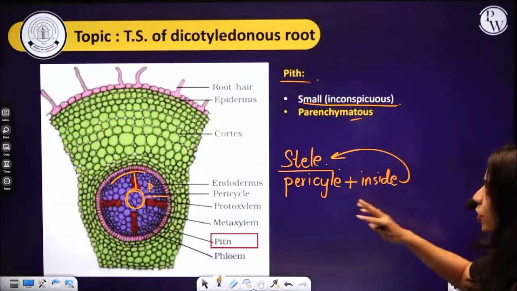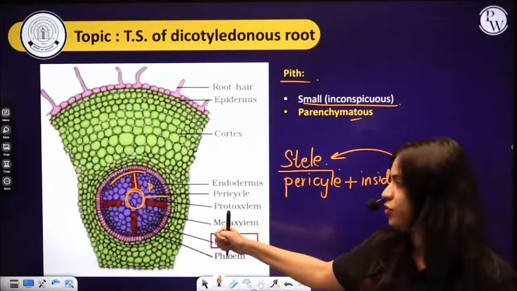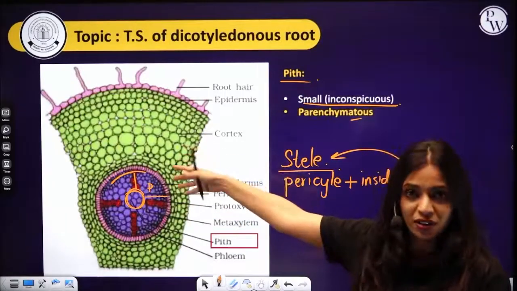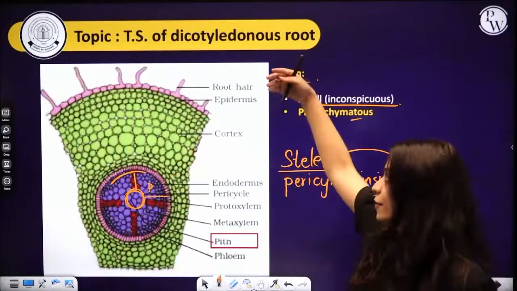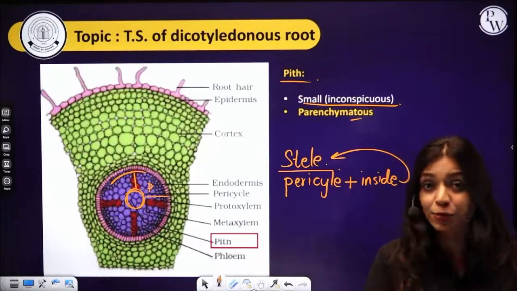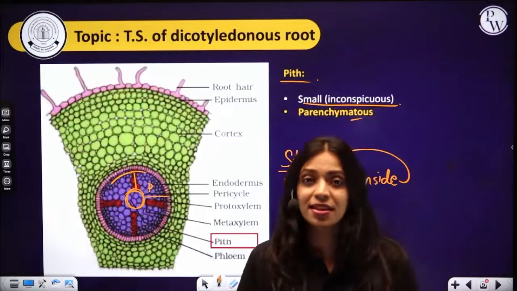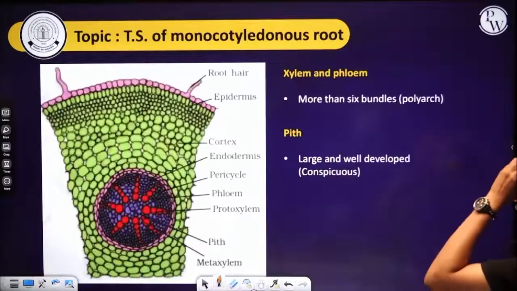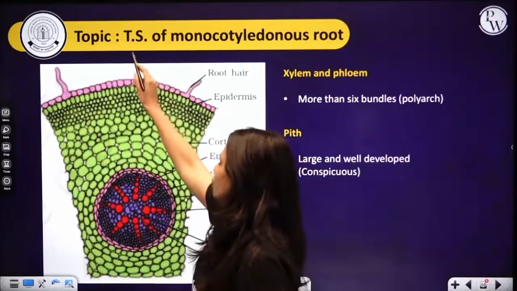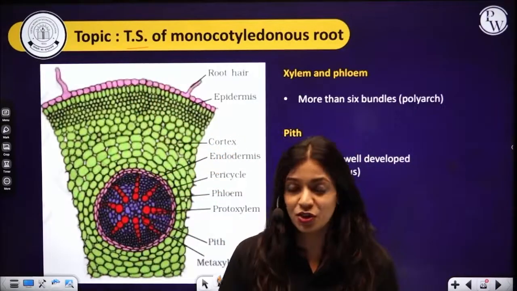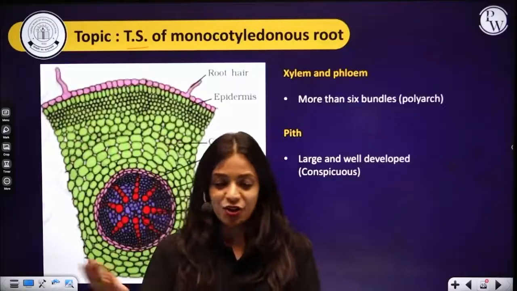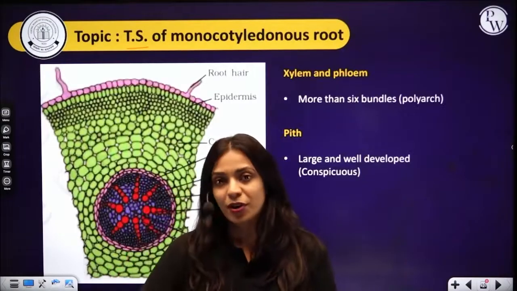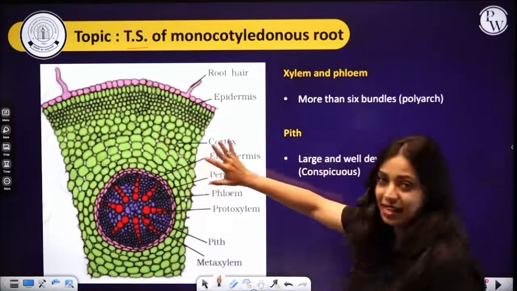Alright, so that's about the TS of a dicotyledonous root. You can see that except for xylem and phloem, no other tissue is found here. Everything else is parenchymatous. From the epidermis to the pith, except for xylem and phloem, everything else is parenchymatous. Alright, now let's talk about the TS of a monocotyledonous root. TS over here again means transverse section. So when you take an extremely thin slice of a monocot root, put it under the microscope and observe it, here's what its section would look like.